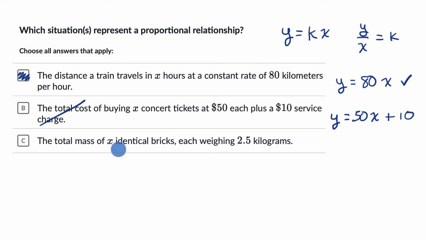The total mass of x identical bricks, each weighing 2.5 kilograms. So the total mass is just going to be 2.5 times the number of bricks. Once again, y is equal to a constant times x. So I like this choice as well.